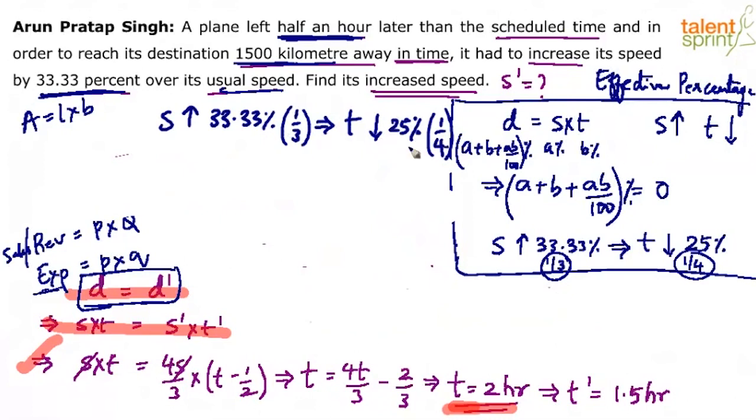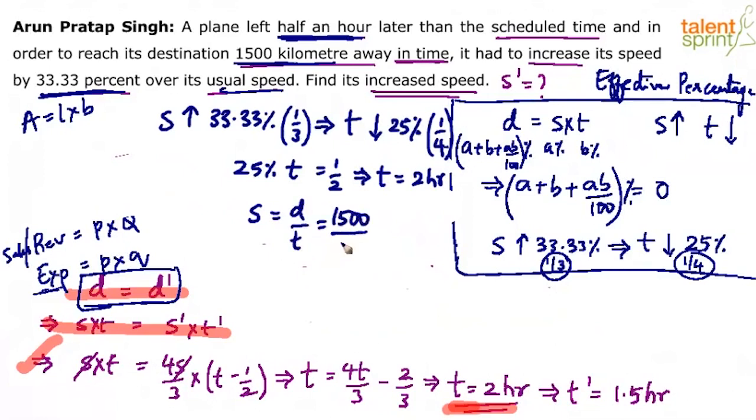Now, I know that the time reduced by half an hour. So, can I say 25% of the time is equal to half an hour? Yes. Which implies the total time t is equal to 2 hours. That's it. So, I can say that the original speed s is equal to distance by time, which is equal to 1500 by 2. You don't have to write these steps. I am writing it so that I can explain it to you. You don't have to write this in the exam. 1500 by 2 is 750. 750 kilometers per hour. I can say that the original speed is 750.